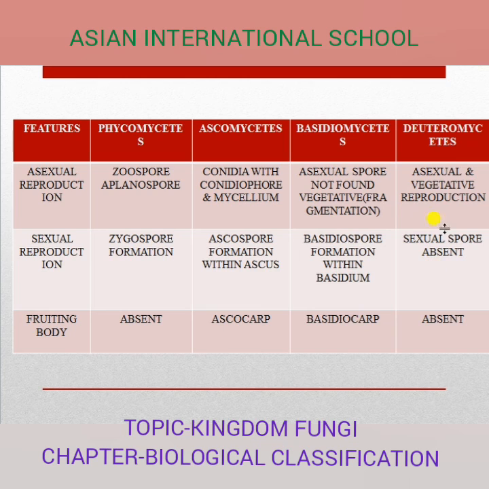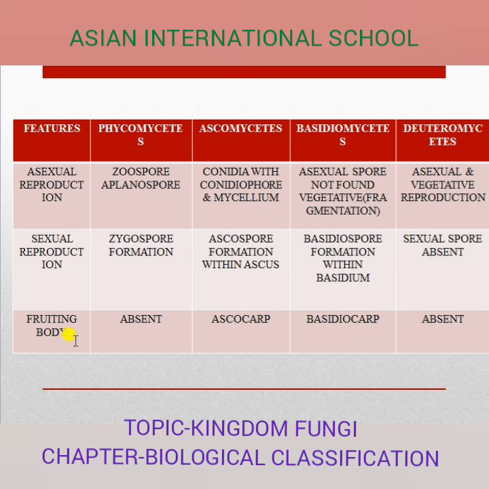That's why Deuteromycetes are commonly known as fungi imperfecti. Previously I just mentioned this term, but why it is imperfect is discussed in this point: sexual spores are absent. That's why they can't perform sexual reproduction, so they can only perform asexual reproduction. That's why they are fungi imperfecti.